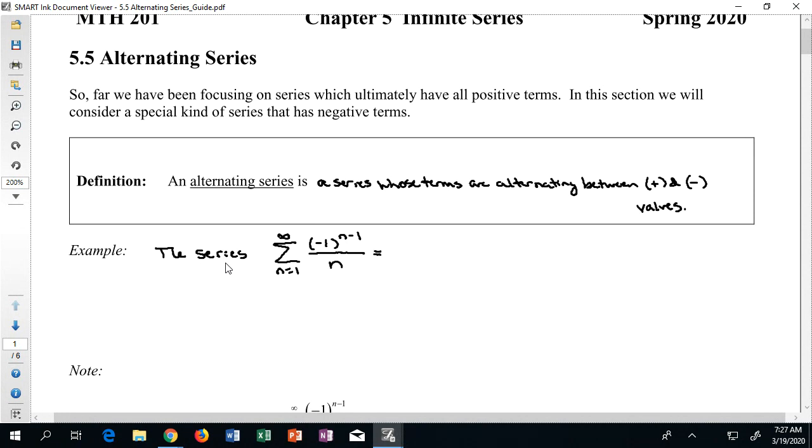I could actually think about what this series looks like. What are the first couple numbers in this addition problem? Take a moment really quickly and see if you can write down what the first couple numbers are. If you need to, just pause the video and make sure you're understanding. If I plug in the value of 1, I end up with 1 over 1. But when I plug in a 2, I end up with negative 1 over 2, and then a positive 1 over 3, and then a negative 1 over 4, and so on and so forth. So this series is definitely alternating.